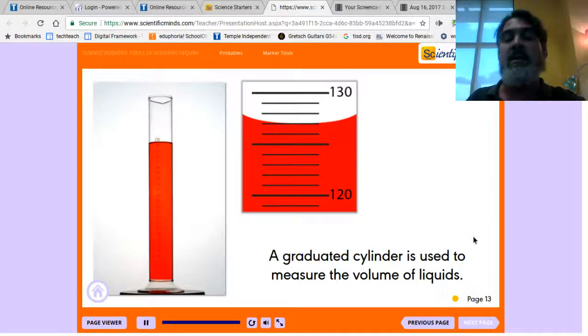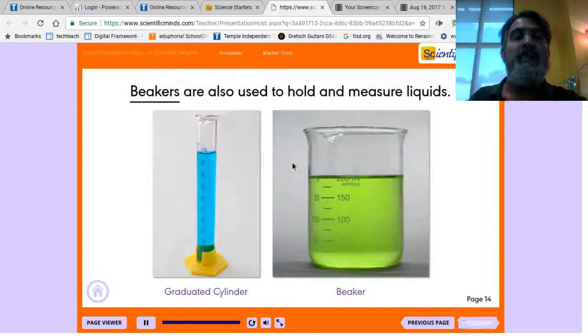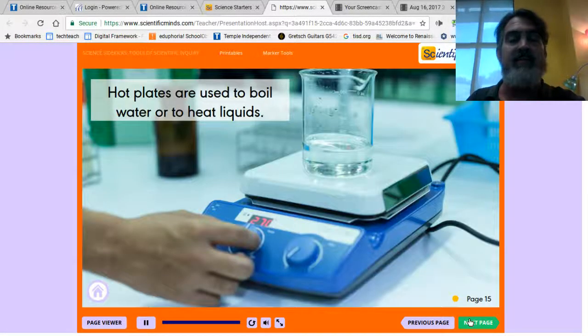A graduated cylinder is used to measure the volume of liquids. So volume is how much space something takes up. Okay, this liquid's volume is 127 milliliters. Beakers are used to hold and measure liquids. This is a graduated cylinder. This is a beaker. We're going to be using these a few times this year.